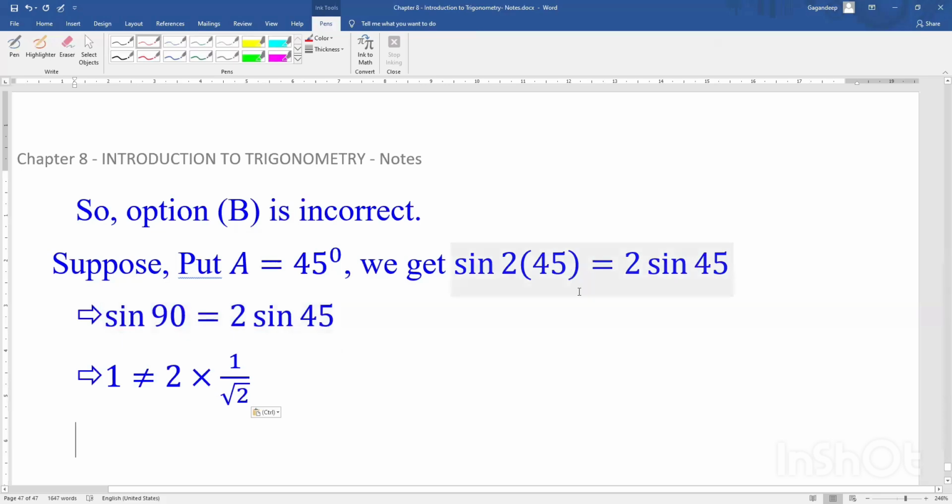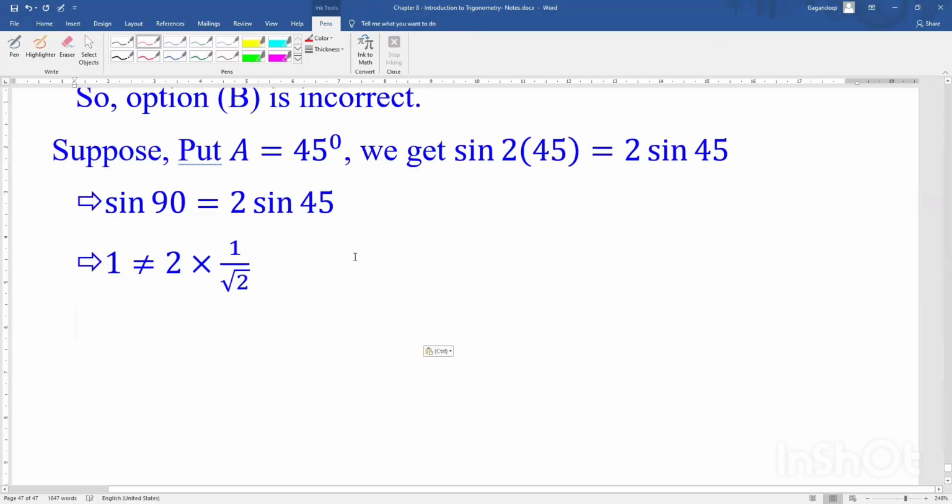And then suppose if I put A equals 45, we get sin 2 into 45 equals to 2 into sin 45. So sin 90 is 1 and 2 sin 45, so sin 45 is 1 by root 2. So again, here also this option is wrong. So I can say option C is incorrect.